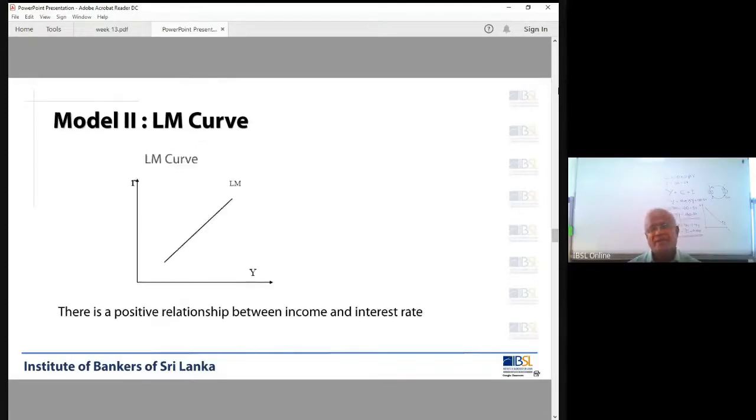LM curve, Y and R. There's a positive relationship between income and interest rate. This is the combination of income and interest rate such that the money market is in equilibrium, where demand for money equals supply of money. At every point on the curve the money market is in equilibrium. Interest rate 5% and income 100, the money market is in equilibrium. Interest rate 7% and income 200, equilibrium. Let's say interest rate 10% and income 500, equilibrium. At every point demand for money equals supply. On the IS curve, the goods market is in equilibrium.